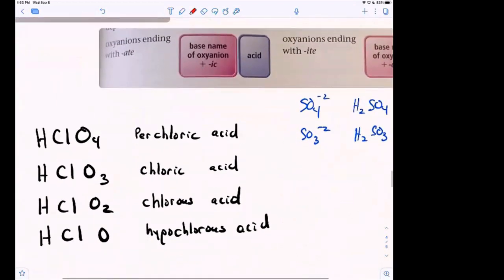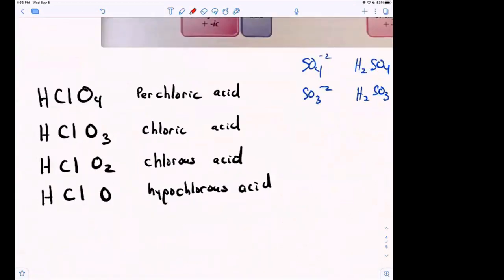And a little bit even further. What do you do if you have an extra oxygen? Here is chlorate, so that's chloric. And this is chlorite, so that's chlorous. If you have one less oxygen than the ite, it becomes hypo-ite. So this ClO is hypochlorite. And if you add a hydrogen to it, it's hypochlorous acid. Bleach is NaClO, that's sodium hypochlorite.